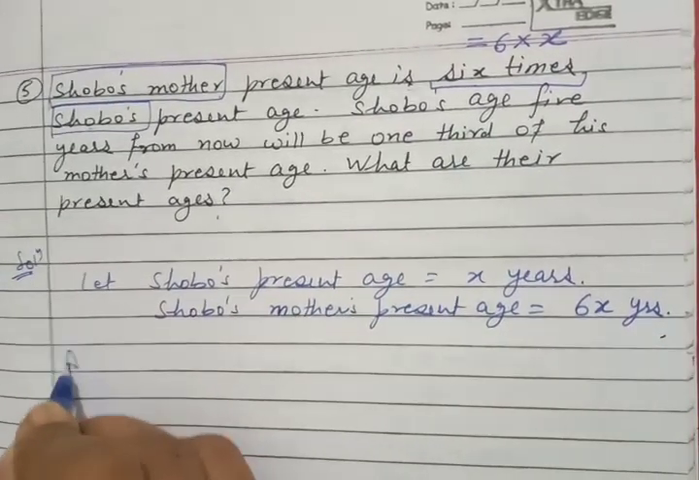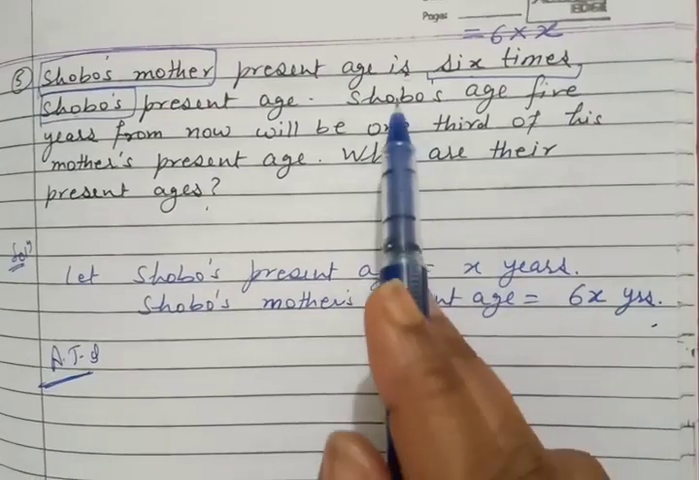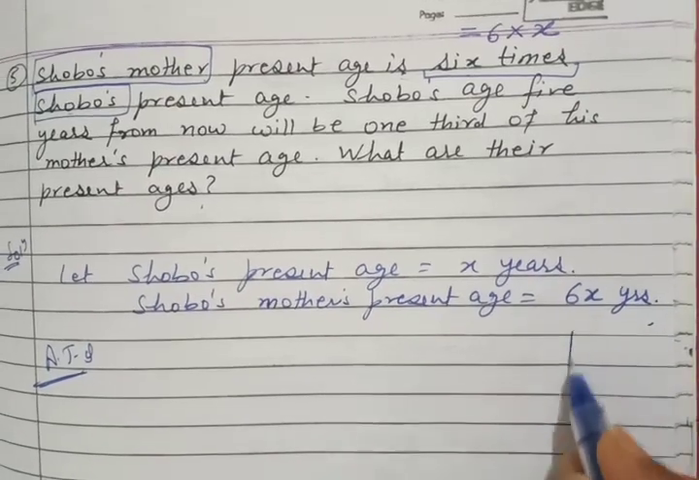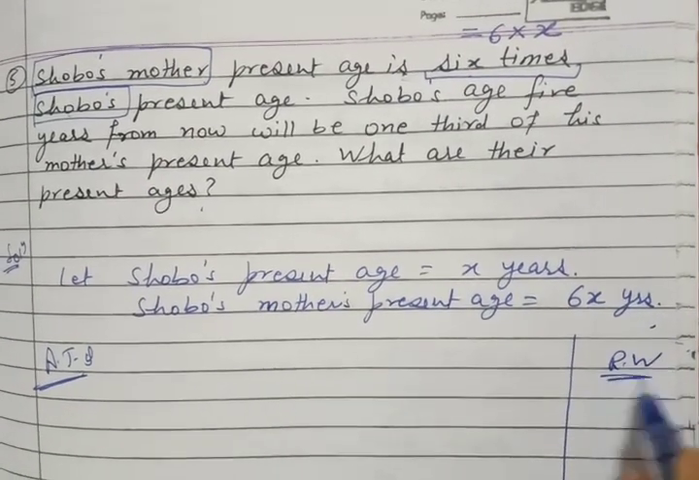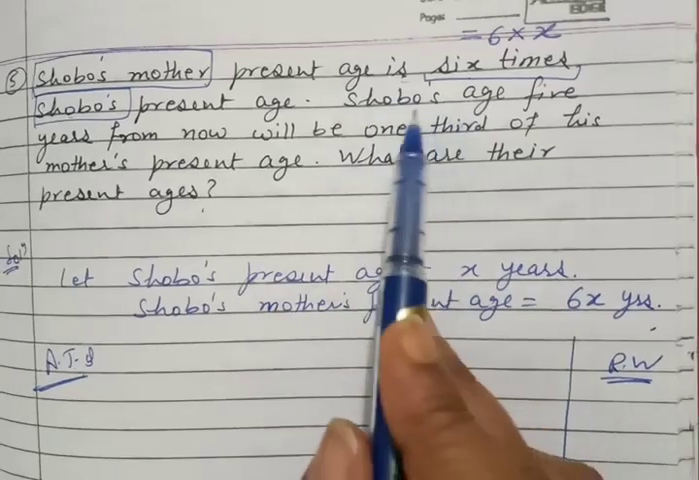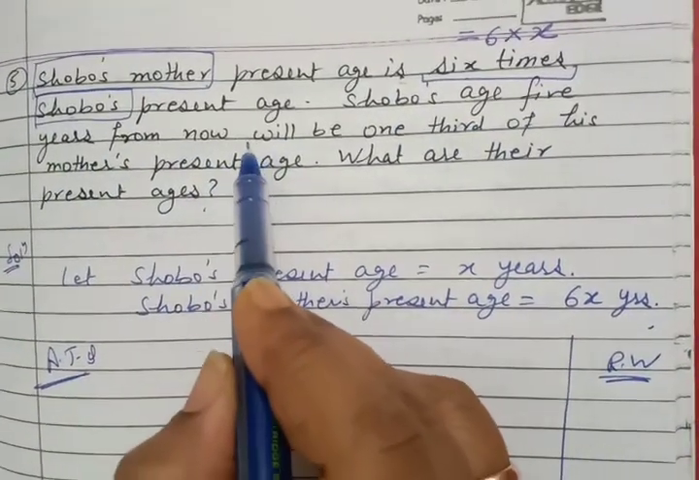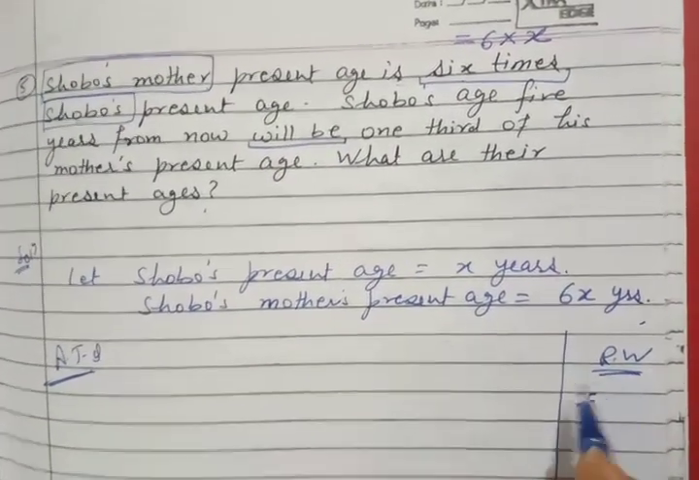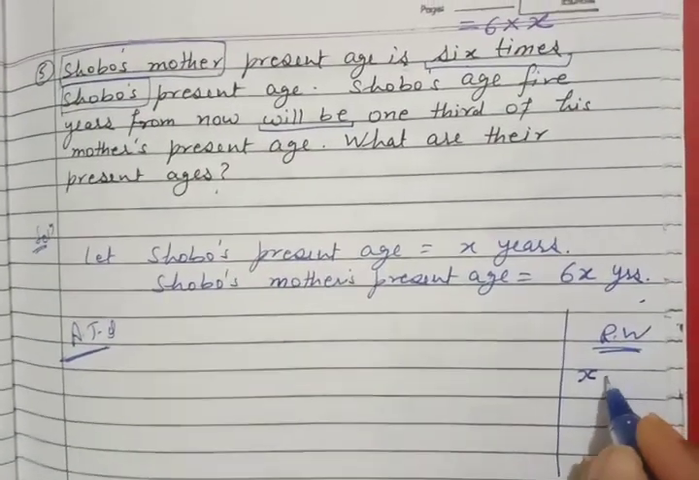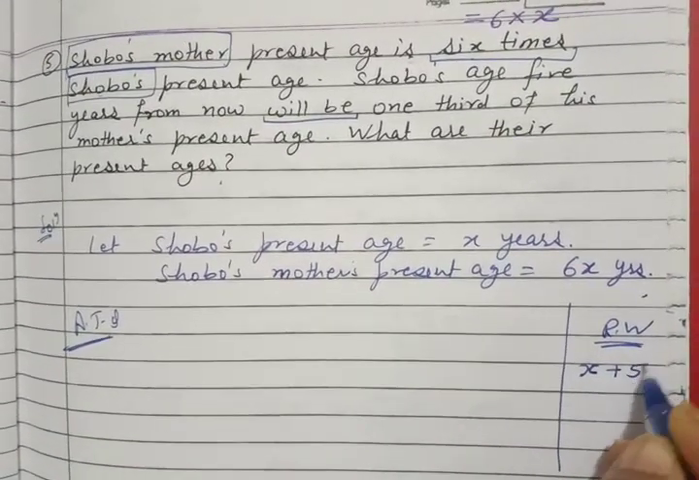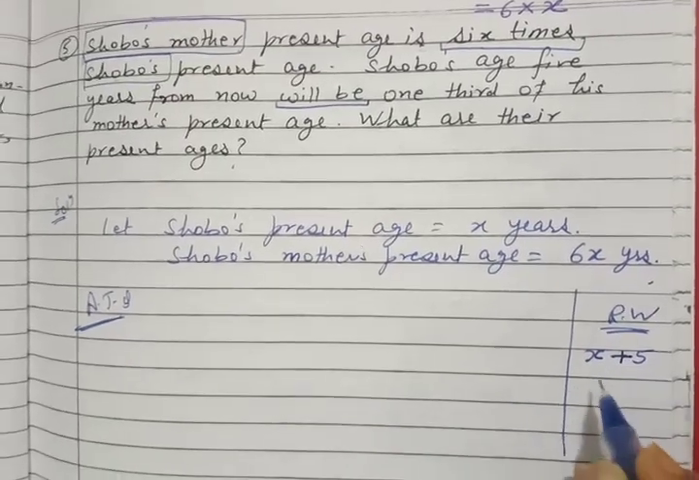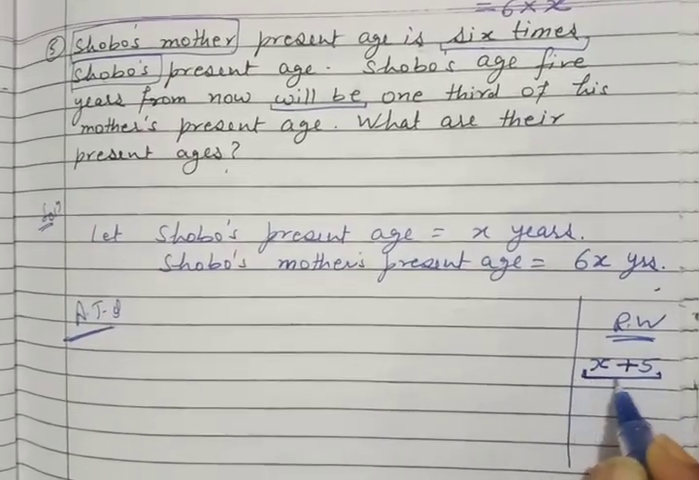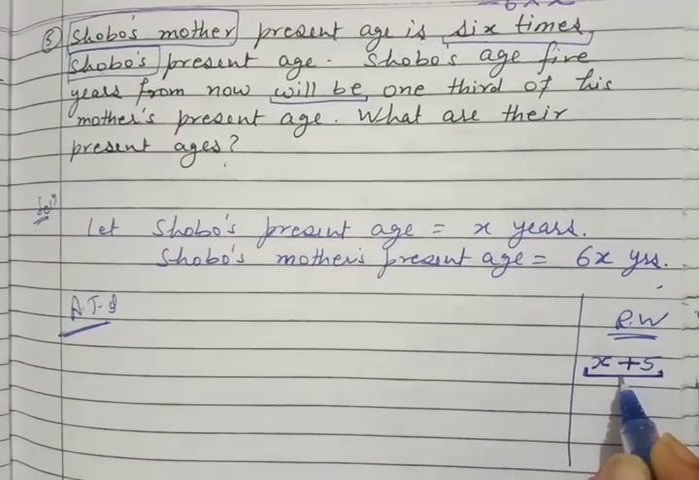Now according to the question, Shobo's age 5 years from now. In rough you can do this. If Shobo is x years, then Shobo's age 5 years from now will be, this tells you that you are in future tense. Future tense is here, so it means you will add, because in future our age will be added. x plus 5 after 5 years. 5 years from now Shobo's age will be x plus 5.